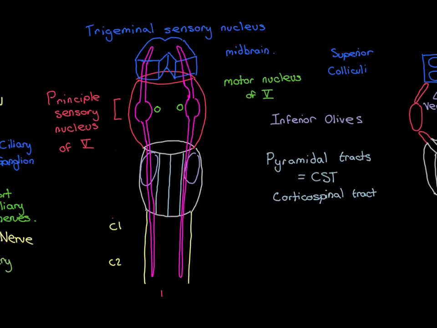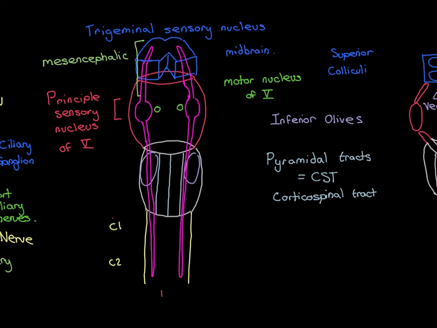So I'll just write the first bit because the rest of it's the same. So this bit extending up into the midbrain is called the mesencephalic. So encephalic means pertaining to the brain. Mesencephalic means pertaining to the midbrain. So that's why that's called the mesencephalic portion, because it's extending up into the midbrain. So that's the mesencephalic portion.